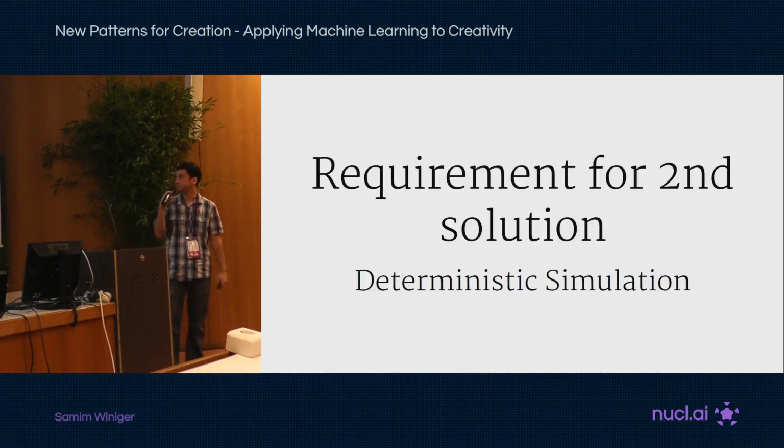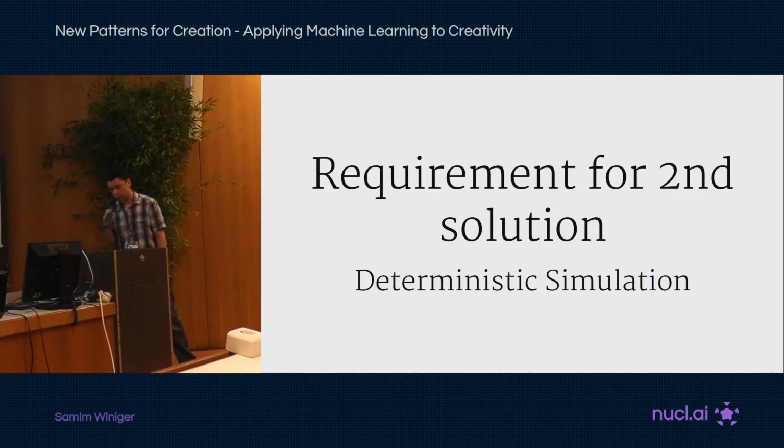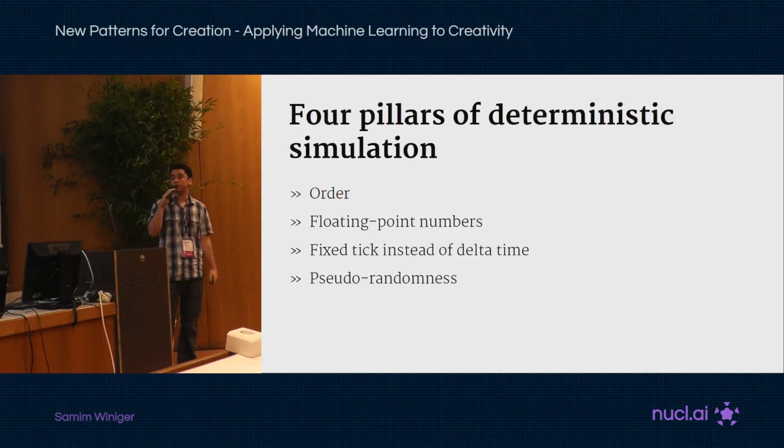All right. Requirement for the second solution. The requirement is basically that we need a deterministic simulation. And for this, in my experience, you have like 4 pillars which are very important. First, the order has to be total.